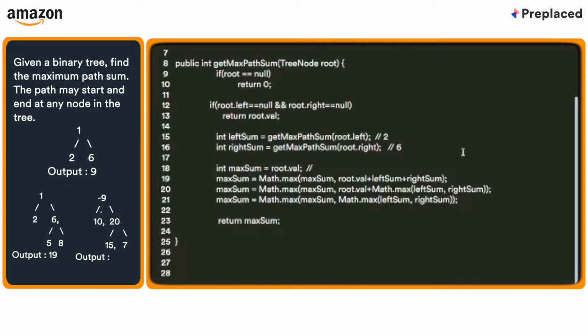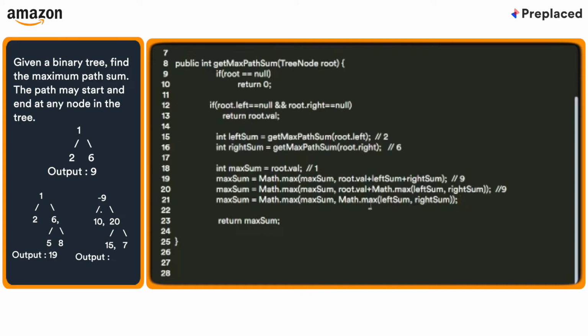Root value is 1. So I say, hey, 1 plus 6 plus 2 is 9. So here the maximum will become 9. And here I will say, hey, the existing 9 has to be compared with root plus maximum of left or right. Maximum of left or right is 6. 1 plus 6 is 7. Now 9 and 7, it is 9. Again, here it will be 9.